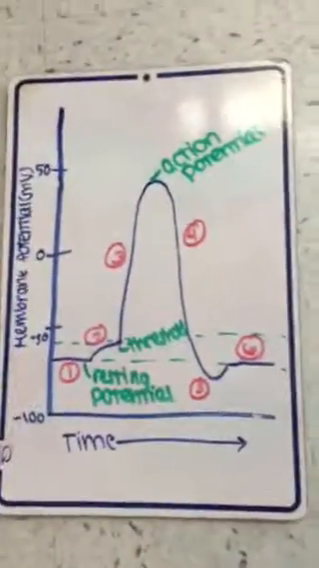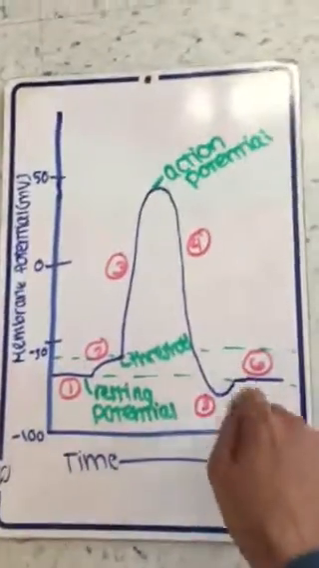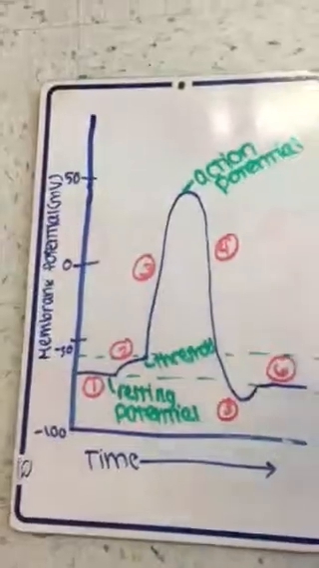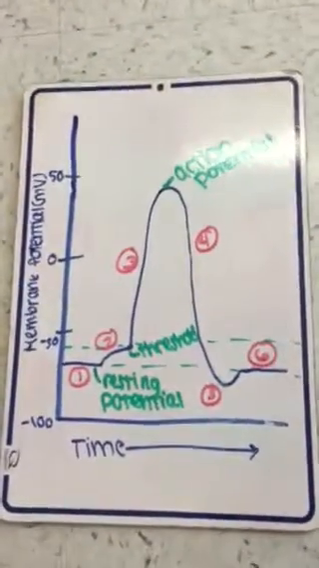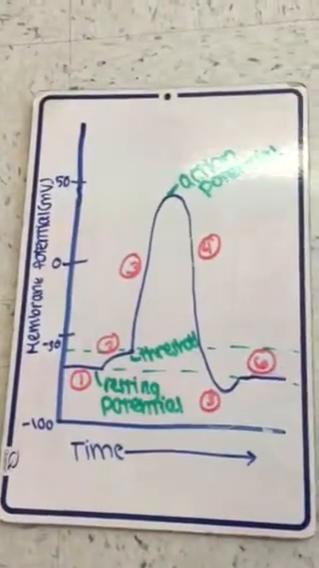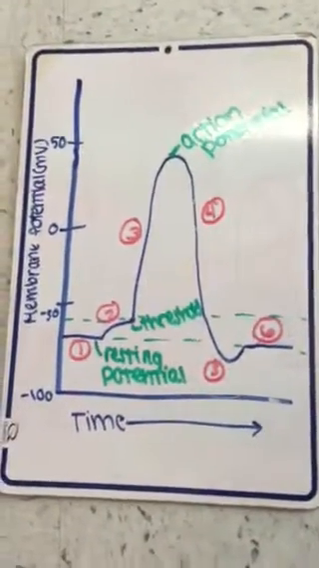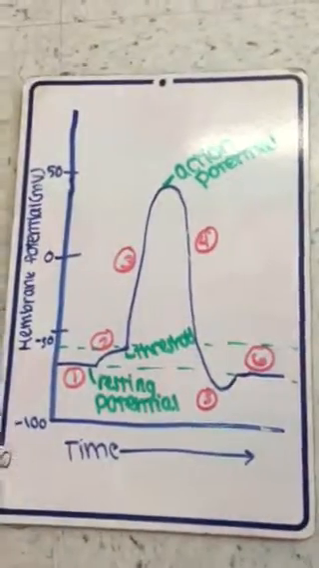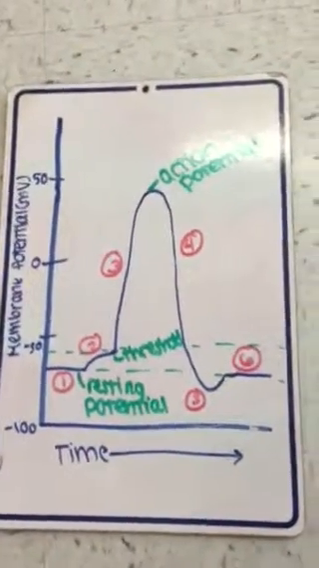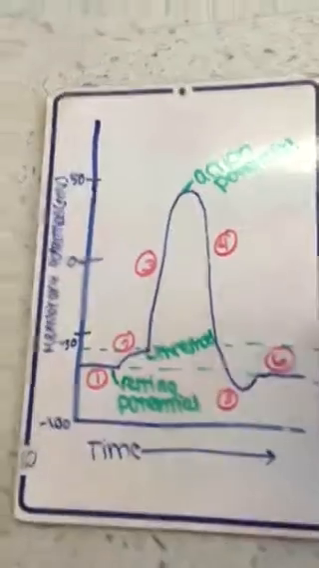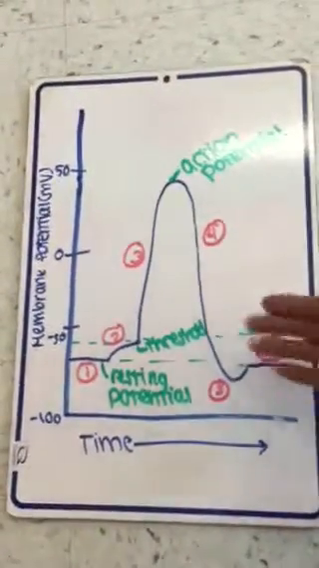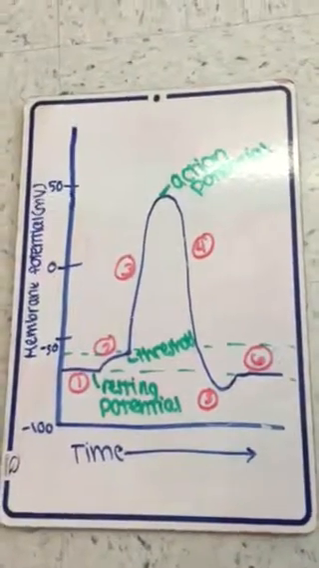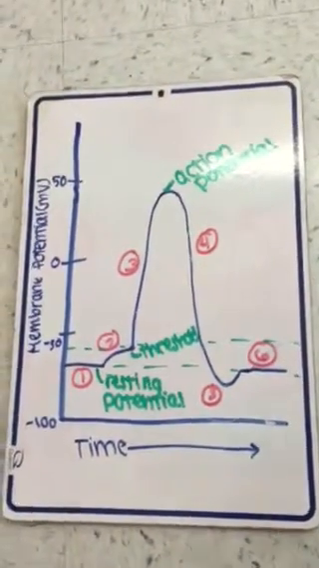Once the threshold is crossed in the third stage, the positive feedback cycle rapidly brings the membrane potential close to the equilibrium potential of sodium. So then the action potential occurs, which is when the membrane potential is at approximately 40 millivolts. This signals the beginning of the falling action, also the fourth stage. In the fourth stage, the membrane potential moves in the opposite direction from the sodium equilibrium.